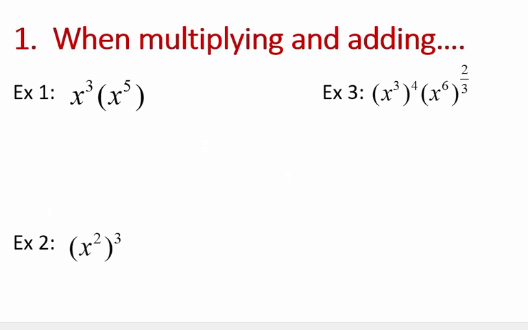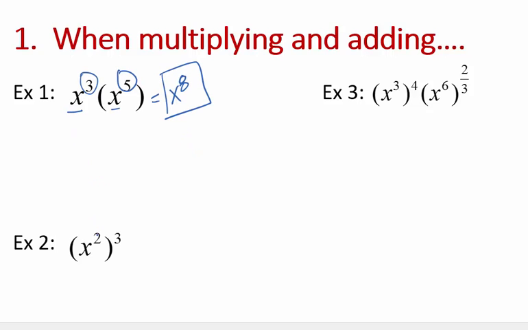Okay? First, when we are multiplying, the rule is if you're multiplying and they're side by side like this, then you will need to add the exponents. So you'll add 3 and 5. Since the bases are the same, it'll be x to the 8th power. So you simply add them.